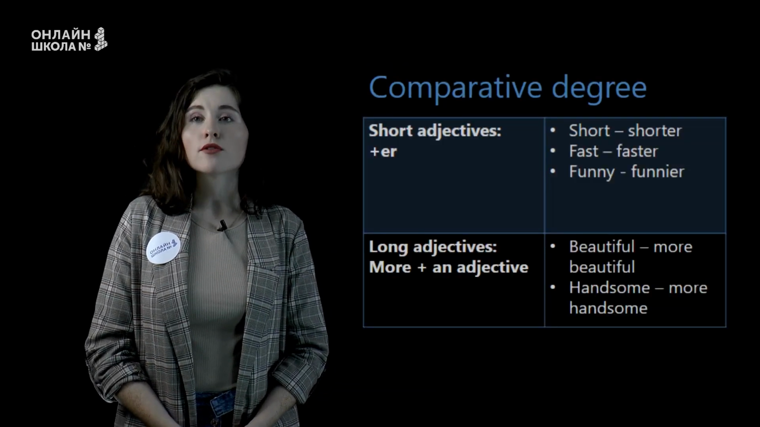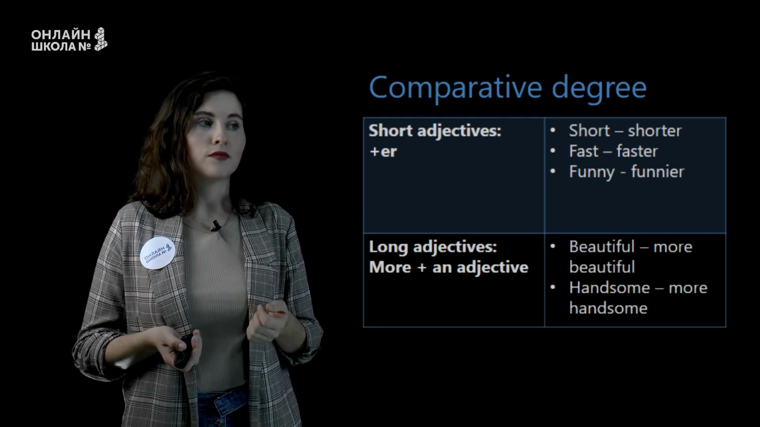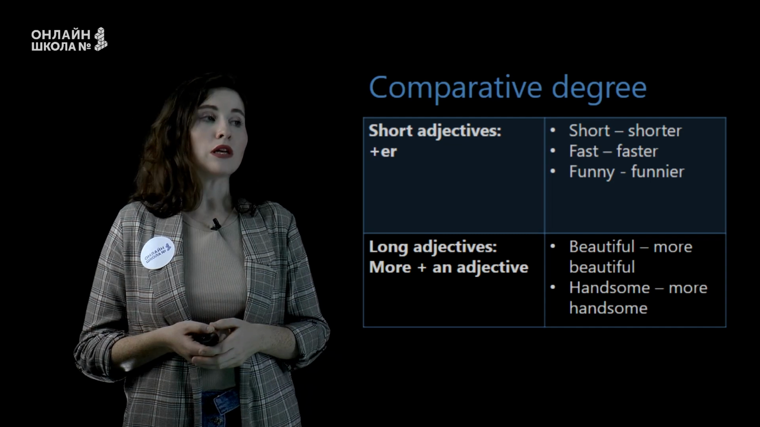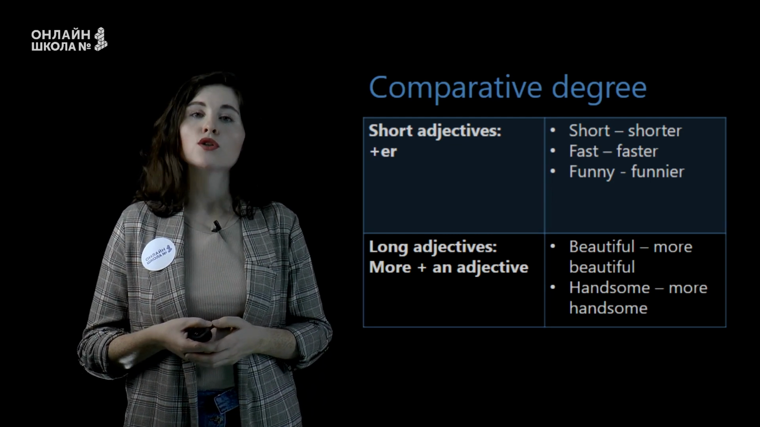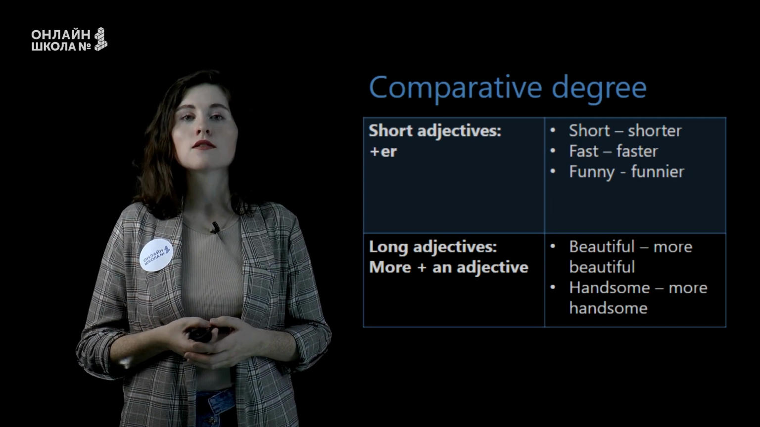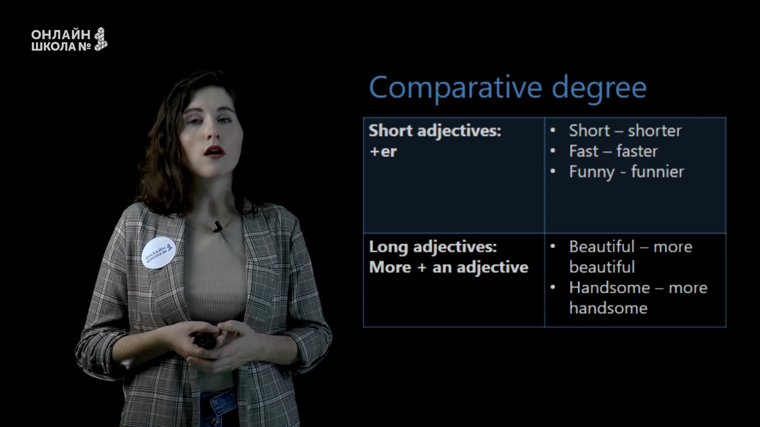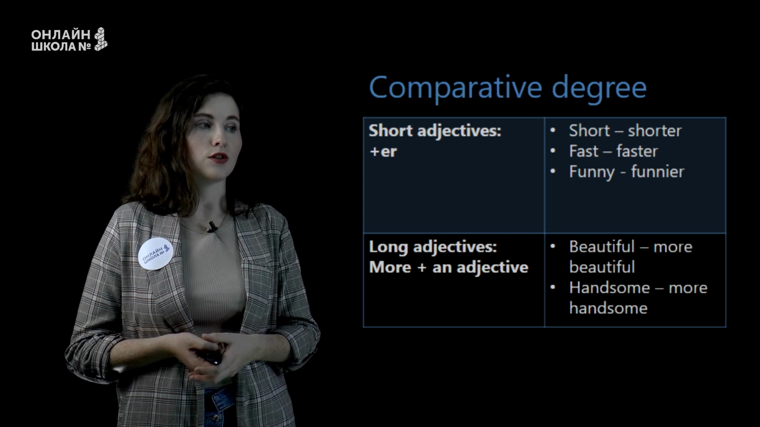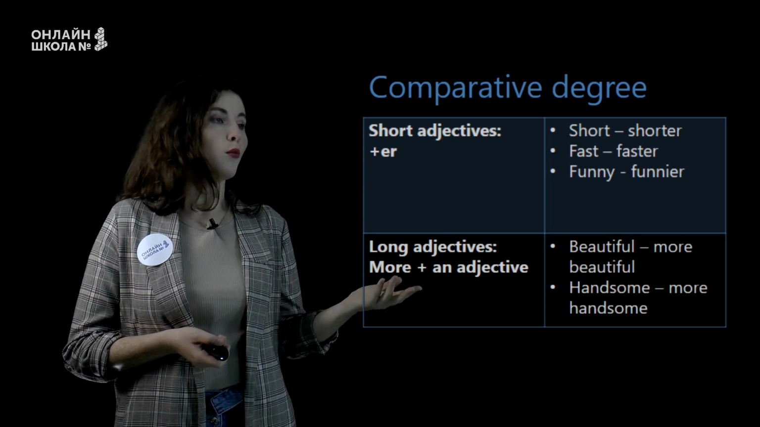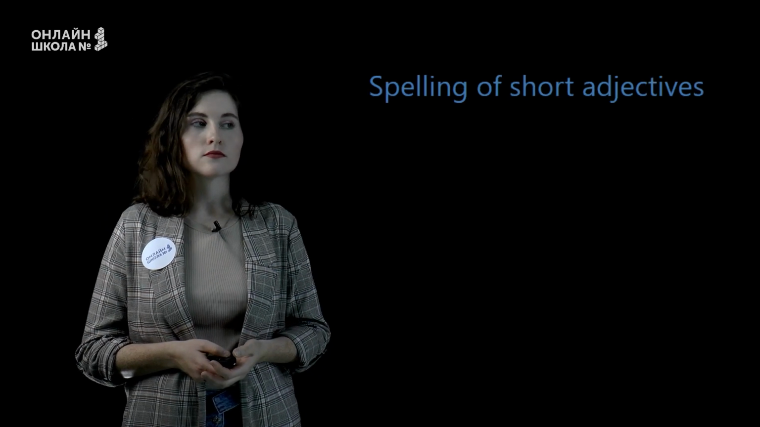Let's look at the comparative degree when we compare two things. With short adjectives, we use the suffix er. For example, short, shorter, fast, faster, funny, funnier. With long adjectives, we use the word more plus an adjective. So beautiful, more beautiful, handsome, more handsome.